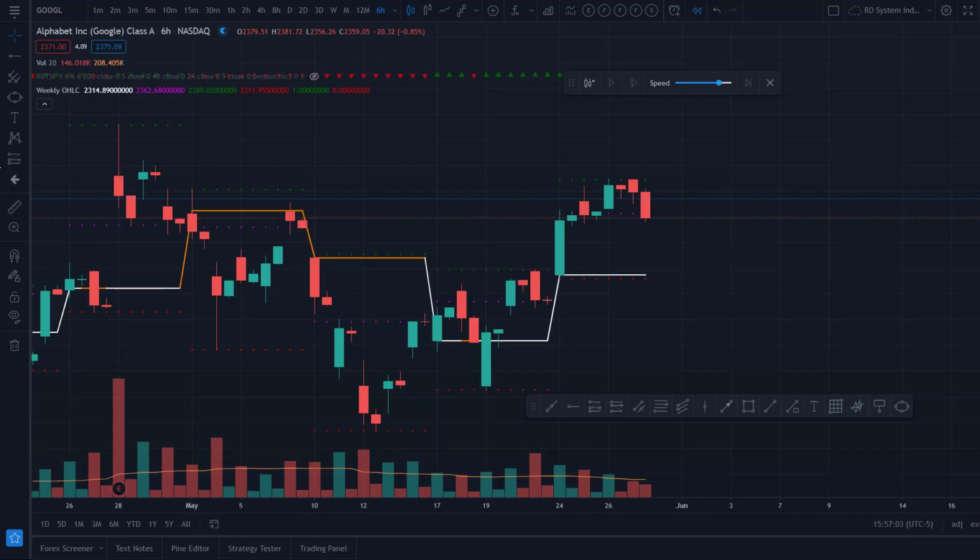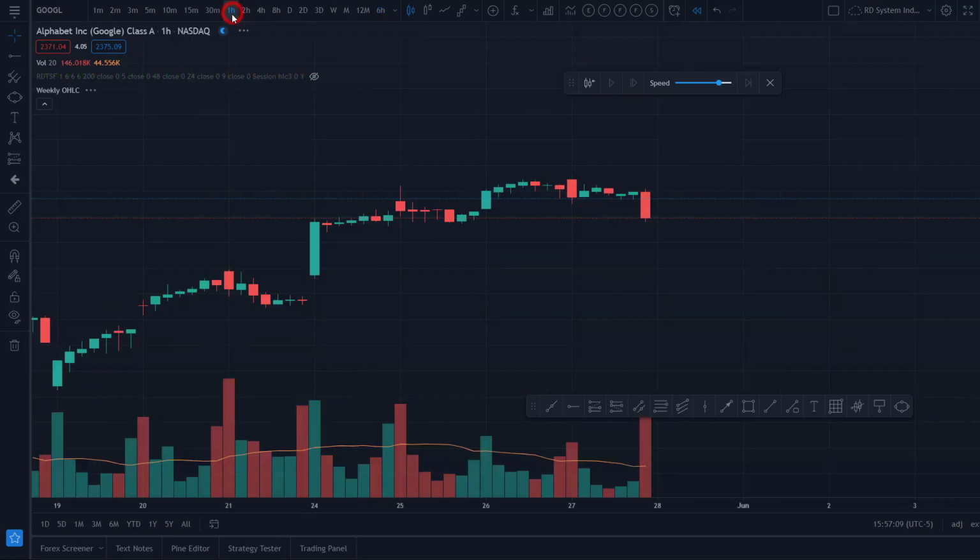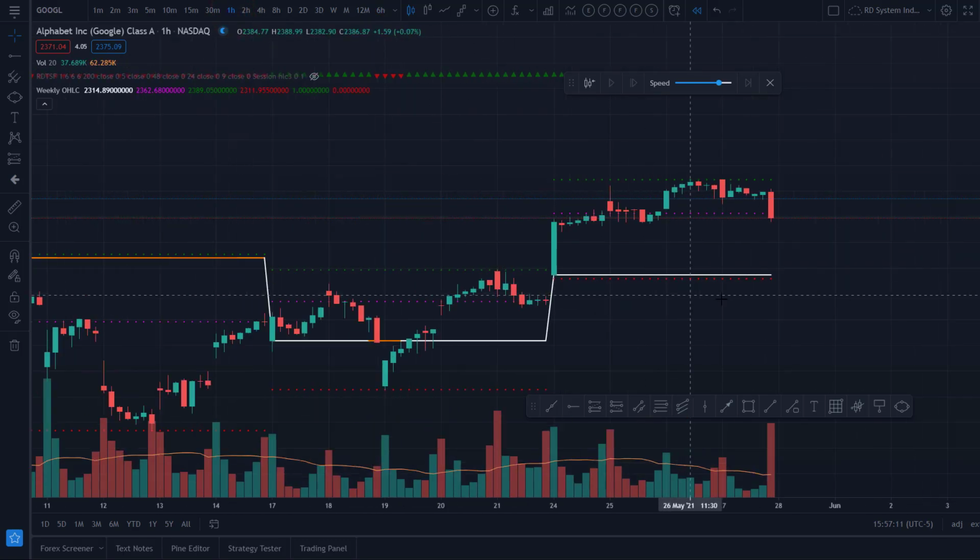So here we are on Google on the same time frame. Let's change the time frame to the 1 hour. Immediately you should see a pay attention candle on Google. We are Alphabet, I'm sorry, it's Alphabet now. It's been that way for a while. We're looking at Alphabet on the 1 hour. You should immediately see a pay attention candle here on the open of the week.